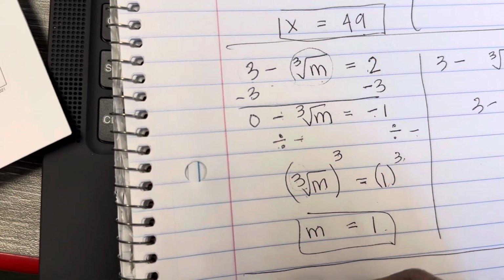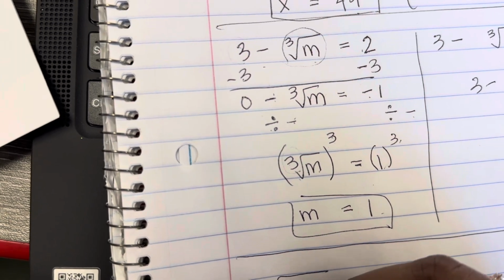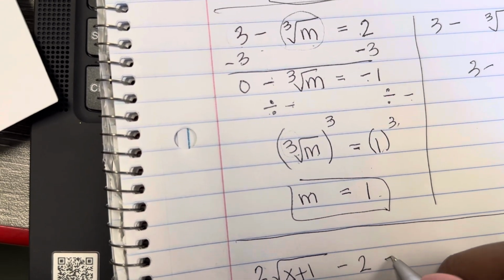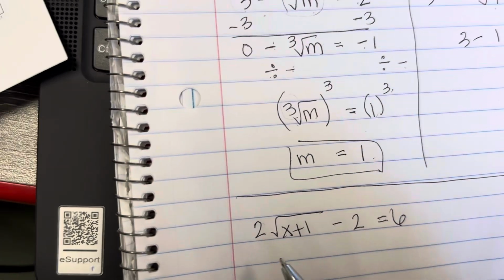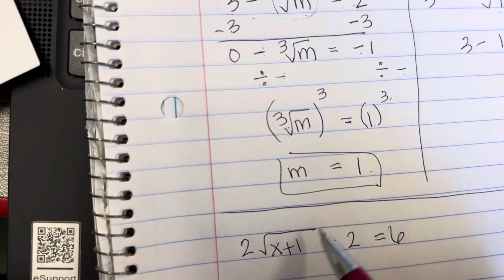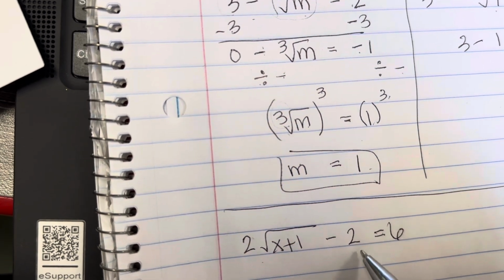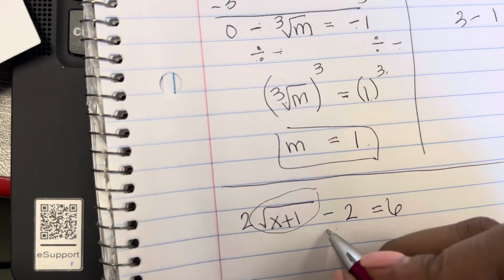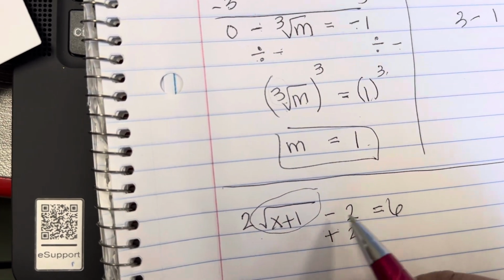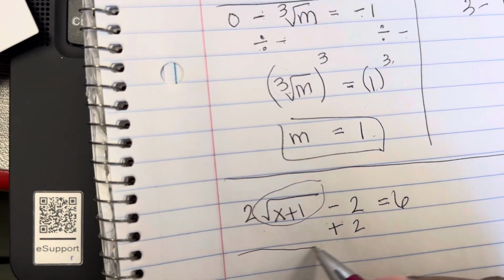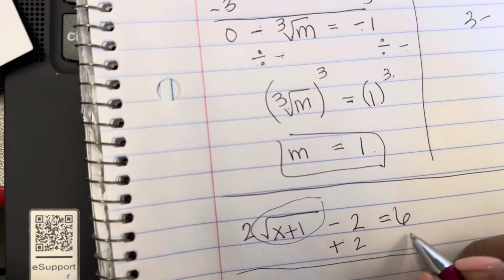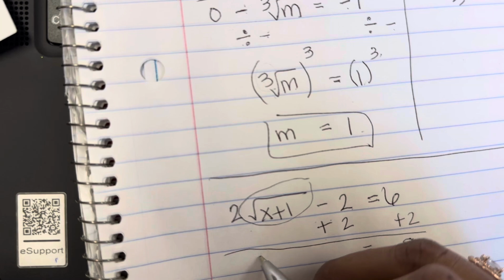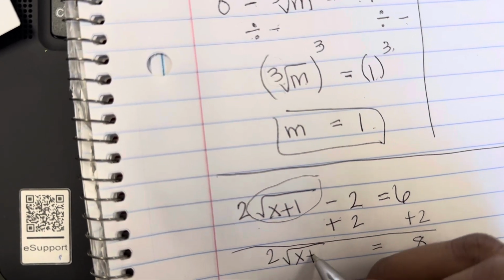Go ahead and solve 2 times radical x plus 1 minus 2 equals 6. Pause the video and see if you can try it yourself. All right, so how do you undo the operations here? We want to get this radical expression by itself, so you need to add this 2. Undo subtracting a 2 by adding a 2. That's 0. Add 2 over here. That's 8. Bring this down. 2 radical x plus 1.